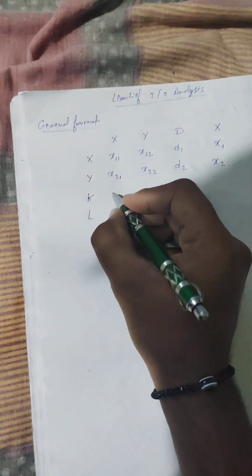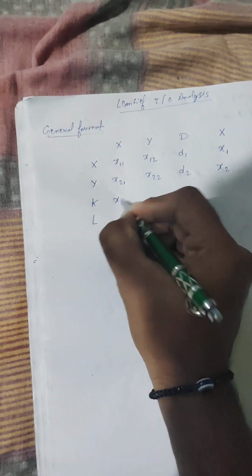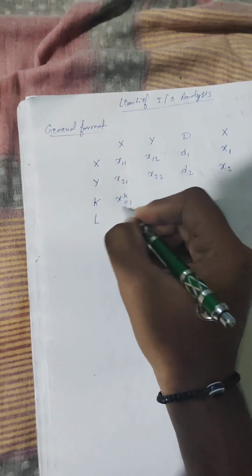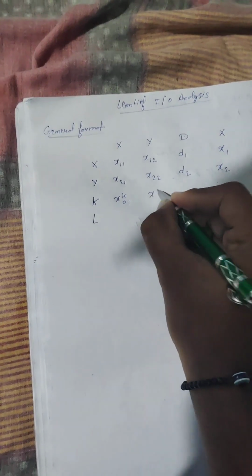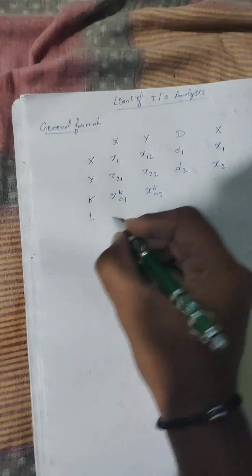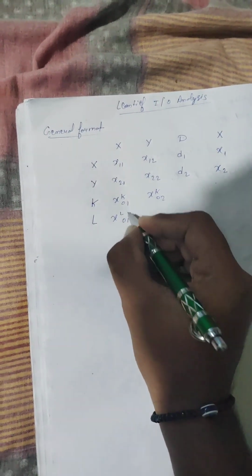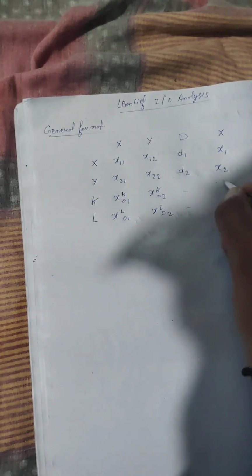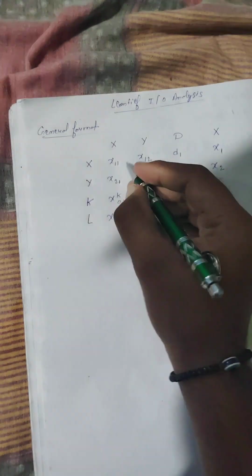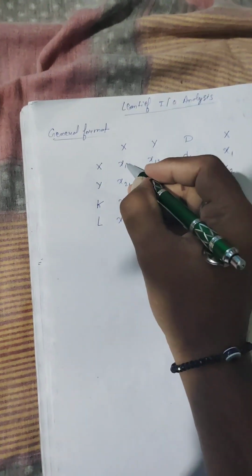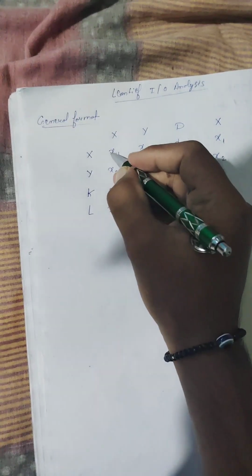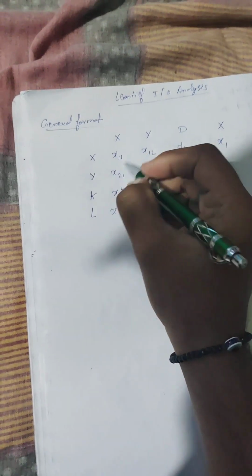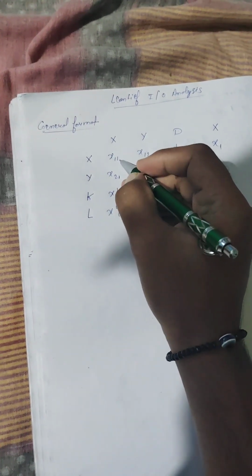Capital requirement, which is XK01, amount of capital used by the first industry, amount of capital used by the second industry, amount of labor used by the first industry, amount of labor used by the second industry. Not required. So X11 is the amount of output of the first industry used by the first industry itself as input.